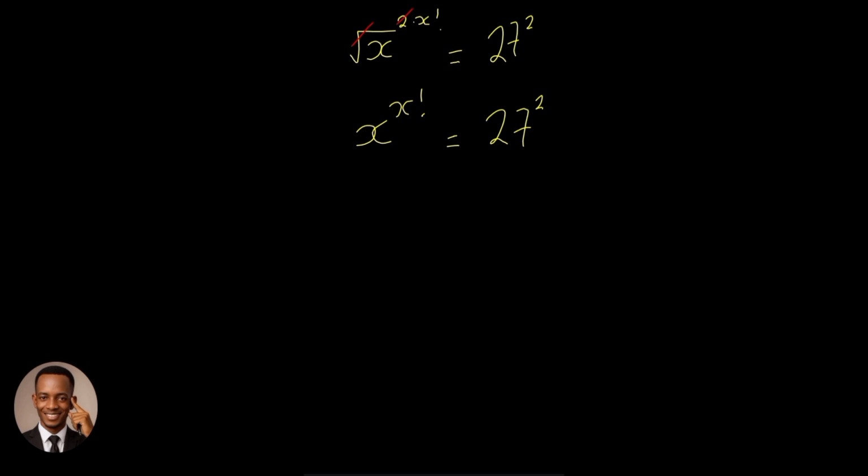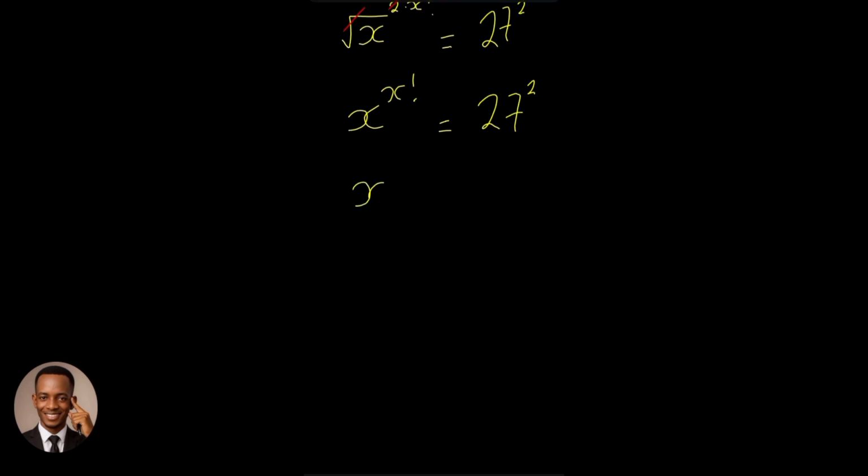Let us do that. We will have x to the power of x factorial equals 27 written as 3 to the power of 3, all squared. Moving further, we have x to the power of x factorial equals, don't forget the power law of indices, the power of a power. 2 will be multiplying 3 to give us 3 to the power of 6.